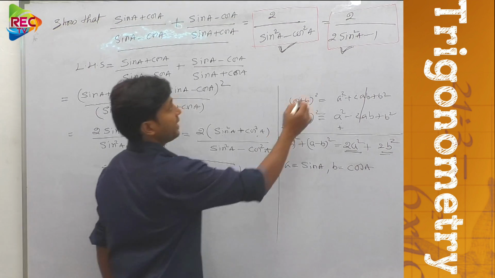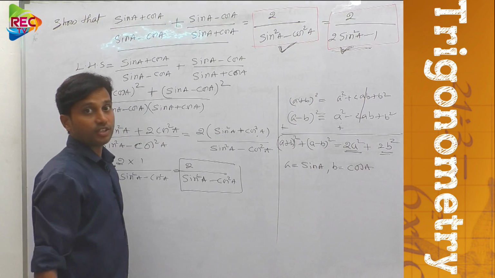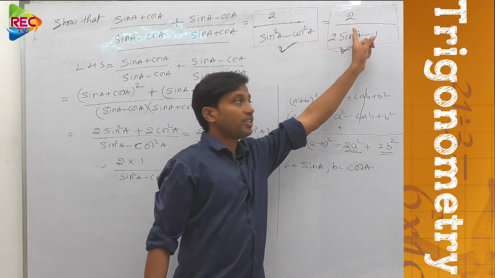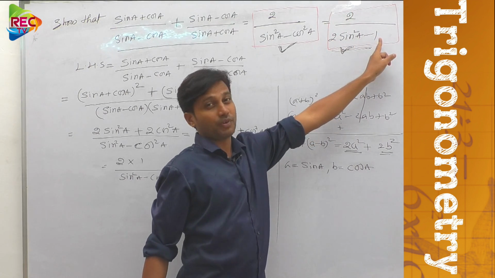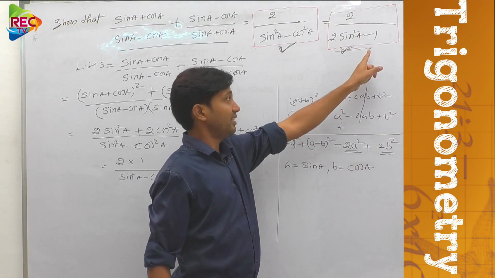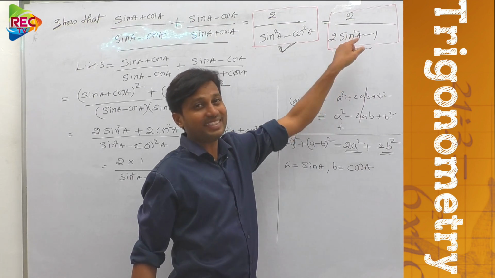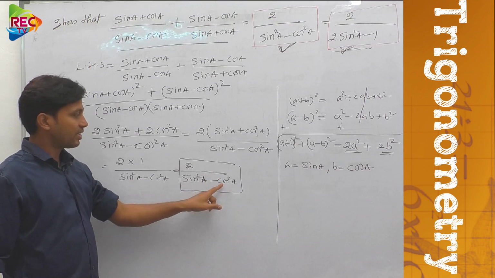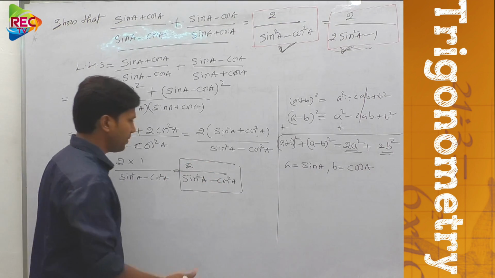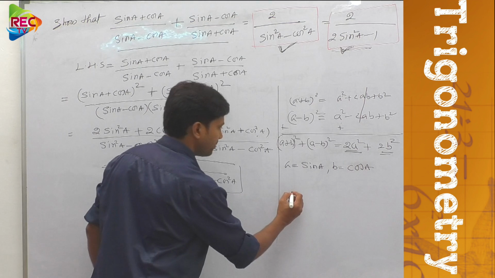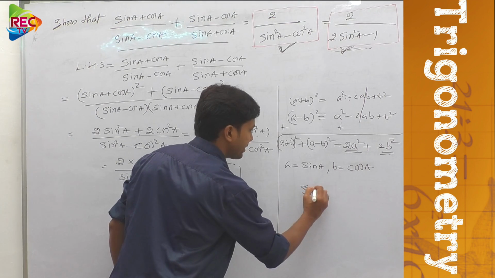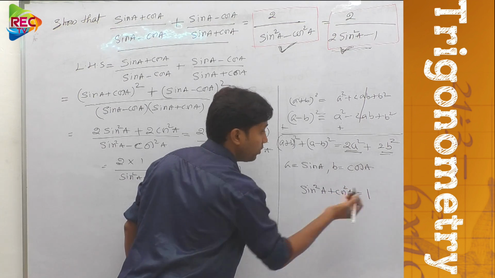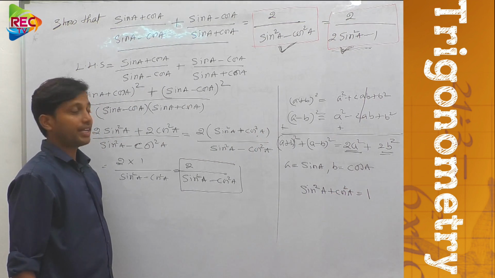Now we have to obtain the second RHS, means the second result also we need to obtain from this. Just modify this. Here you can observe that 2 by 2 sin square A minus 1 we have to show. That means the answer should be in sin terms, so we need to remove the cos term. Convert cos into sin. How do we convert that? Simple. Take the identity: sin square A plus cos square A equal to how much? 1, no?